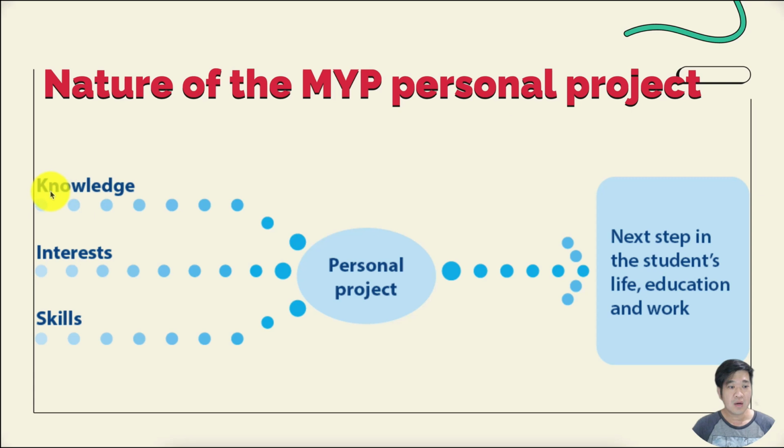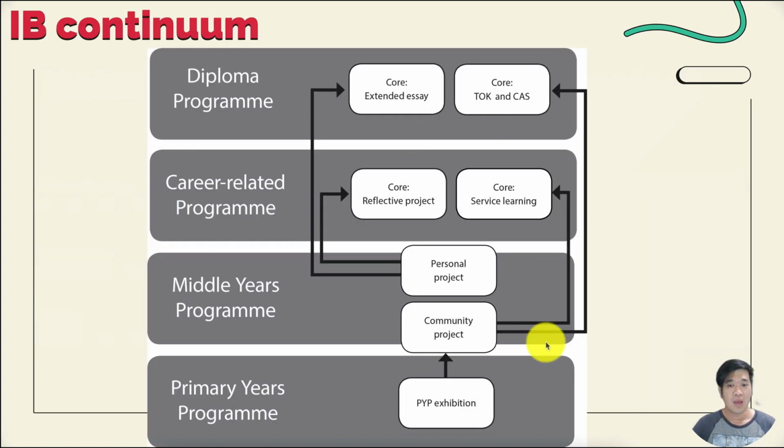Okay, now here you see the knowledge, the interest, the skills. It goes to your personal project. And then how it will help you to become a lifelong learner, and then your education goal, and then in the future your work. So think about your personal project. It will cultivate you as a person. Okay. Now here from the IB, you have the PYP, which is the elementary. Then go to MYP, and then you can see the connections between the personal project and your core, if you're going to go for the career-related program or the diploma program.